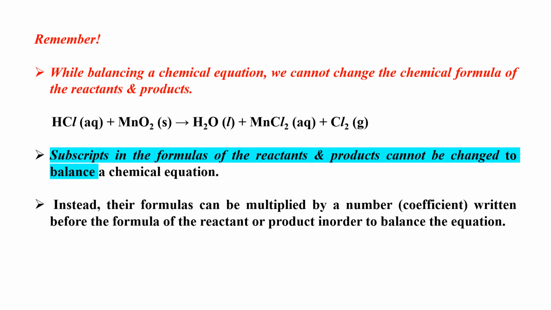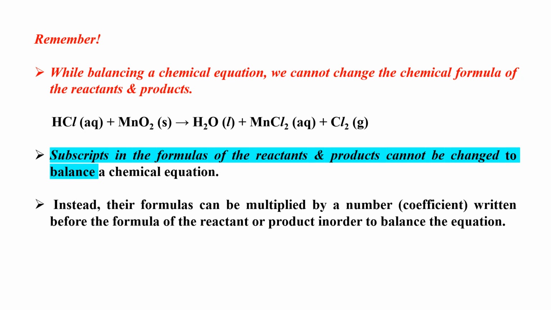If you do that, what would happen to the chemical formula of HCl? It would become H2Cl, which is a totally different substance when you compare it with HCl alone. Clear? So you should not change the chemical formula of reactants and products in order to balance a chemical equation.